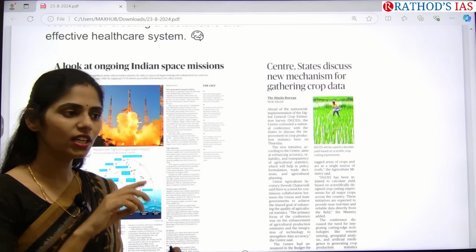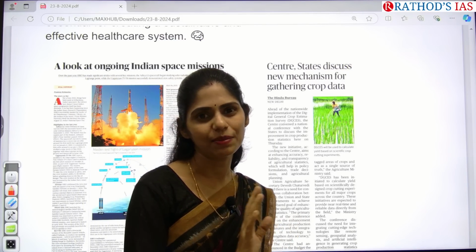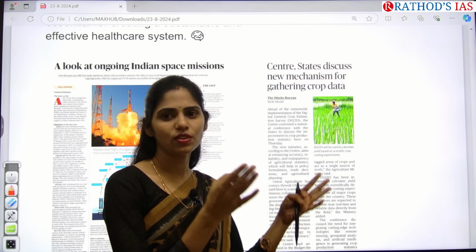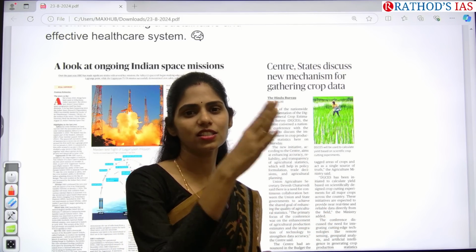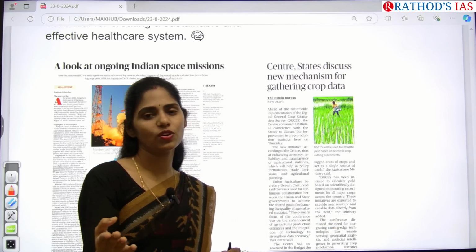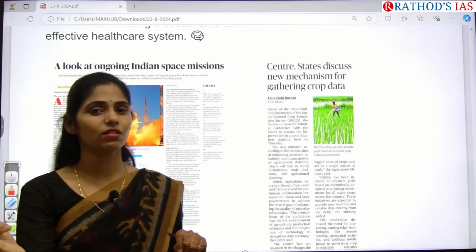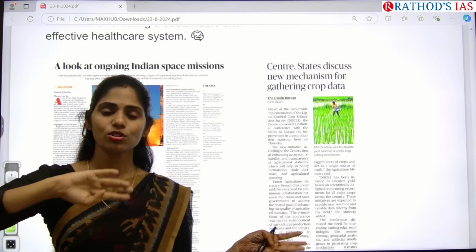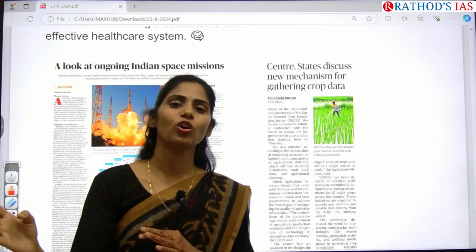So you have to see launch vehicles, especially how many types of launch vehicles we have. First one is satellite launch vehicle. Next stage is augmented satellite launch vehicle. Next one is PSLV. Next one is GSLV. So you have to know what the differences are between all these four launch vehicles.